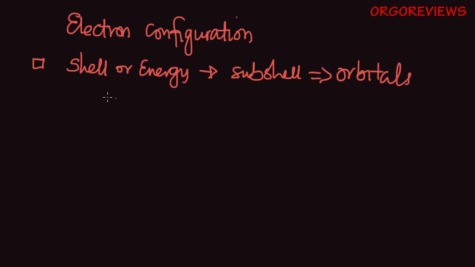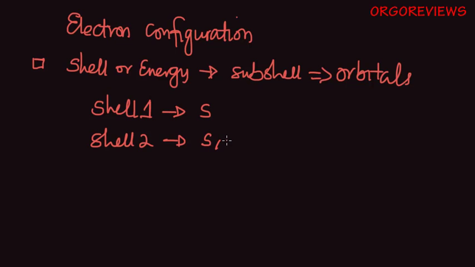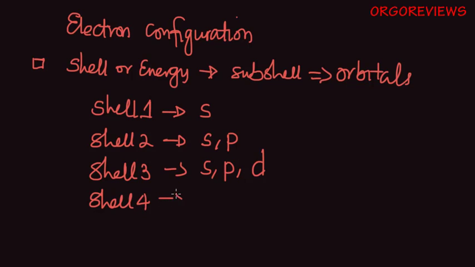So let's look at energy level 1 or shell number 1. Shell 1 has the s orbital. Shell 2 has the s orbital and also a p orbital. Shell 3 has the s orbital, p orbital, and d orbital. Whereas shell 4 has s, p, d, and f orbitals.